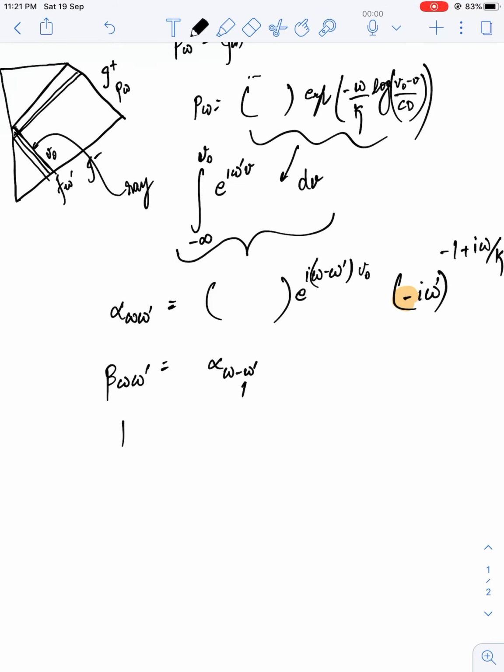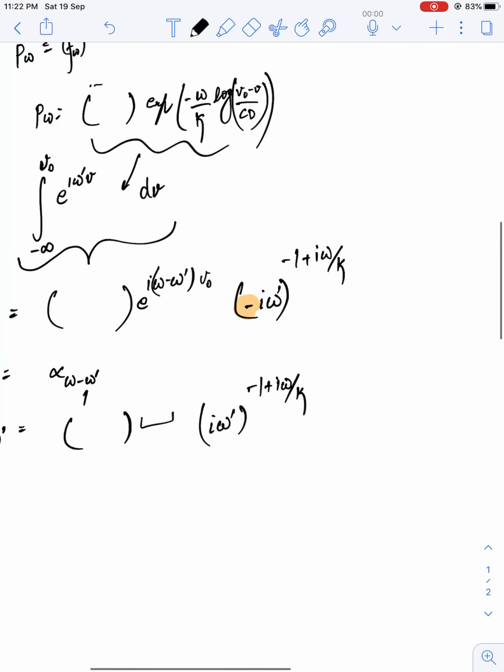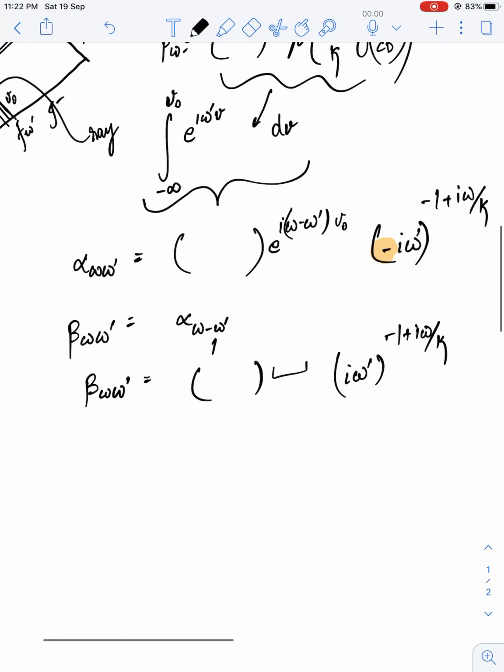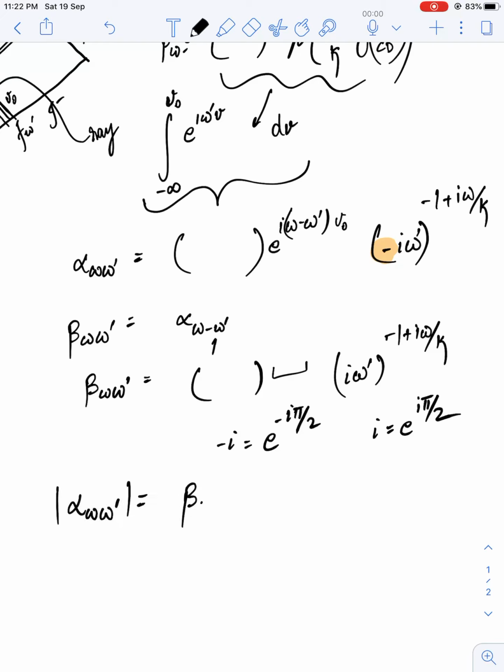So when you substitute beta omega dash, you get something here that won't be any change, but here you are going to get i omega dash and minus 1 plus i omega by kappa. So if I substitute minus i as e raised to the power minus i pi by 2 and i as e raised to the power i pi by 2, I get alpha omega dash, and take the mods, I get this thing.